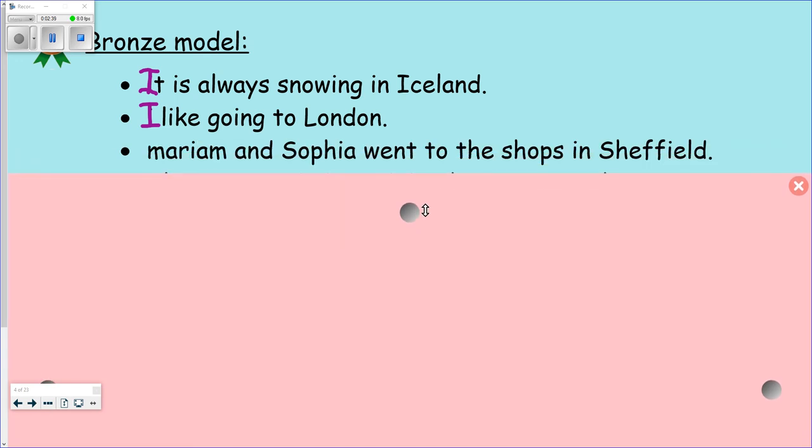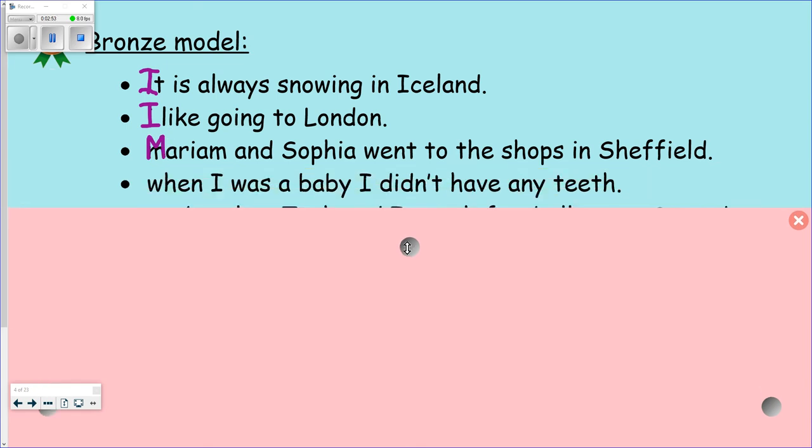So Mariam and Sophia went to the shops in Sheffield. So the beginning of the sentence is going to be a capital M. So I would write the sentence into my book with a capital letter at the beginning of the sentence. And it'd be the same for this one. When I was a baby, I didn't have any teeth. That would be a capital W. So when I write that into my book, I'll add the capital letter W.